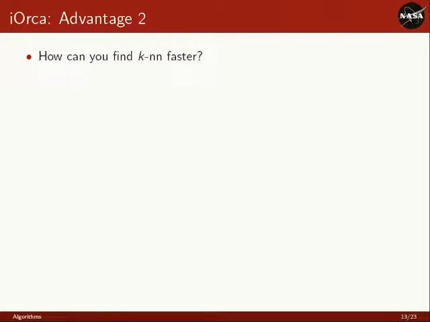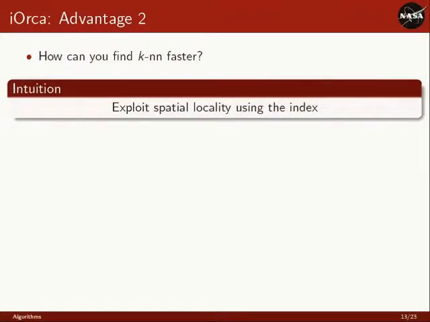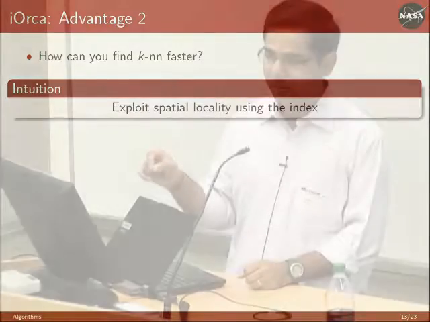So the second advantage of this indexing scheme is, how do you find the k nearest neighbors faster? On the one hand, you need the cutoff to increase fast, and on the other hand, you also need to find the KNN very, very fast, because that's the bottleneck of the computation. It turns out that you can exploit spatial locality of the points using this index to find the KNN faster. And this happens this way.